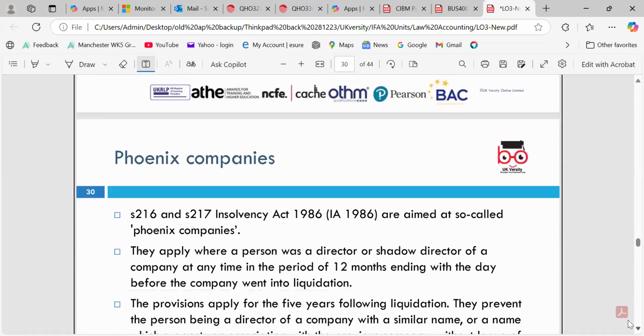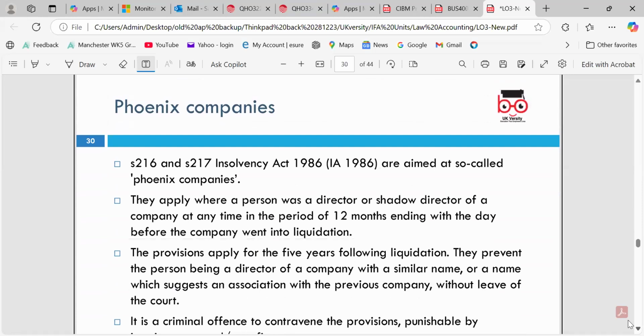criminalities and the debts. So we have different companies under Section 216 or Section 217 of the Insolvency Act, which we discussed in the previous lesson.